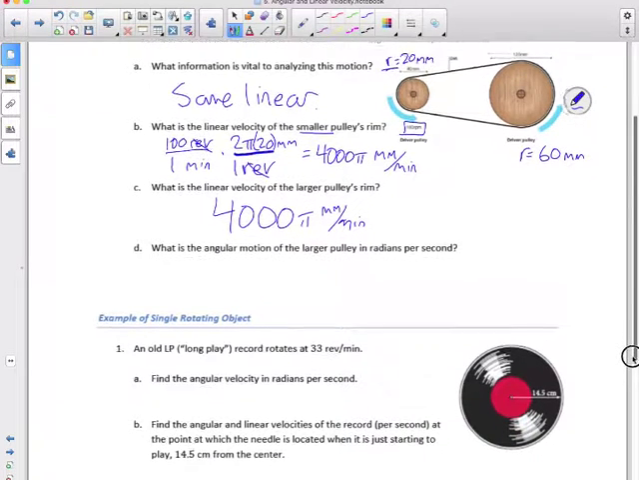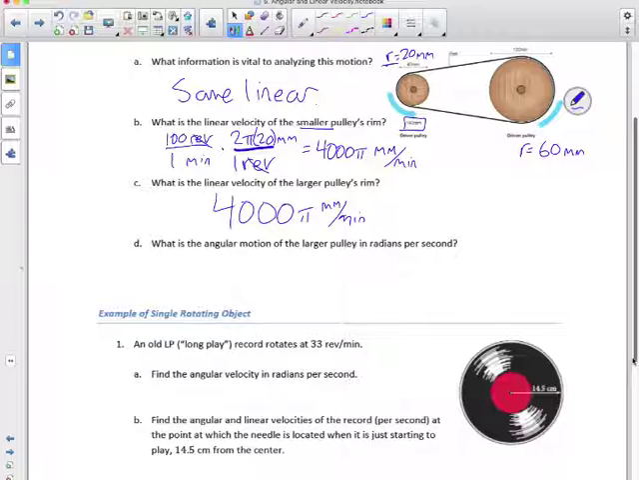And here's where we get a little bit trickier. Now it wants to know, what is the angular motion of the larger pulley in radians per second? So right now I'm in linear. I'm going to need to convert to radians, and we're going to take a pit stop in revolutions. And that's the way that I like to think about it.